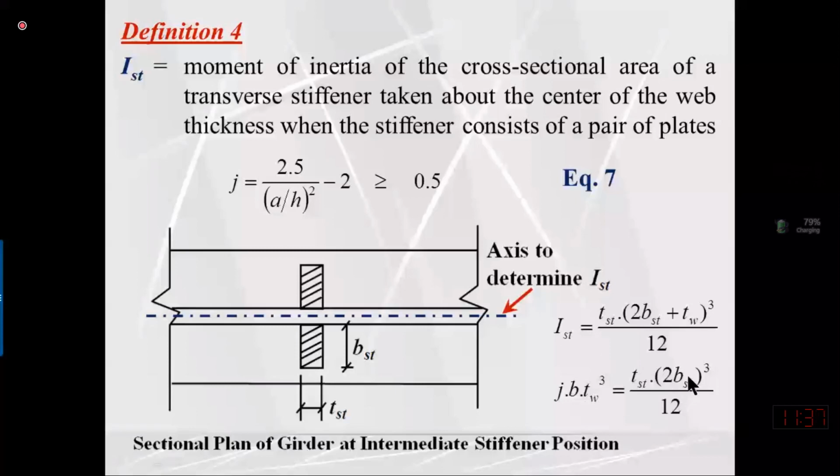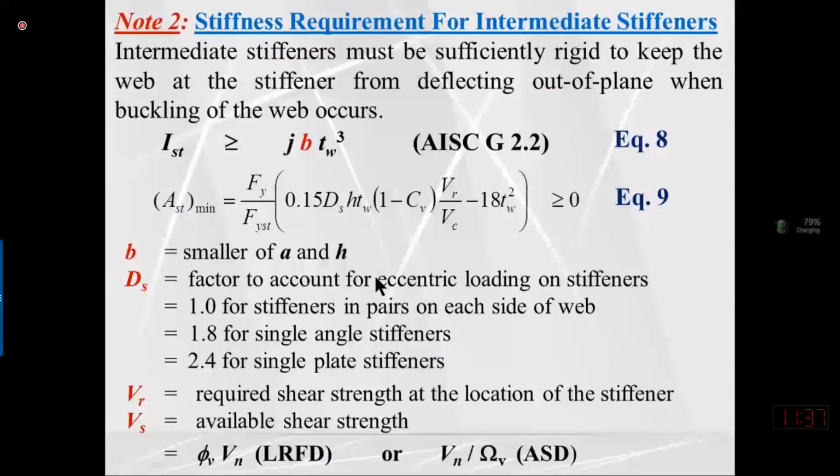Okay, now this equation number 9 has been eliminated or discarded. This equation number 9 is no more being recommended by AISC. In the latest code, this equation is not used. Previously, this equation was used to determine the minimum area of stiffener. Anyhow, I will explain what this equation is.